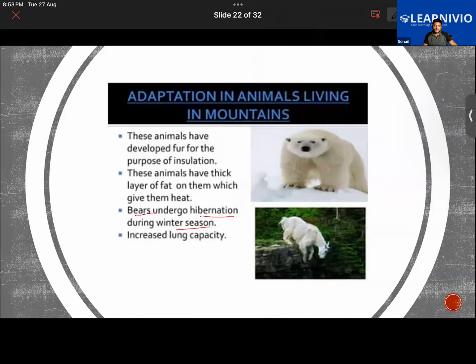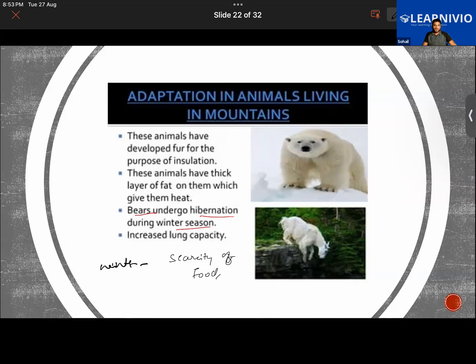So during the winter season, what happens? There's a scarcity of food, meaning that the available amount of food is very low. So thereby the bears would be going under a deep sleep. They will sleep for months, for the whole winter season, and once the winter is over, they will wake up again. So bears are adapted in this manner.